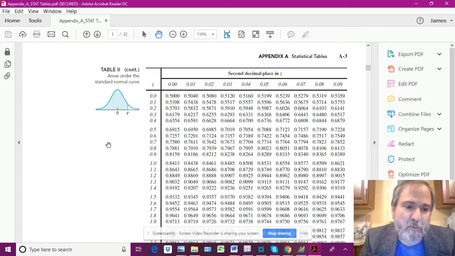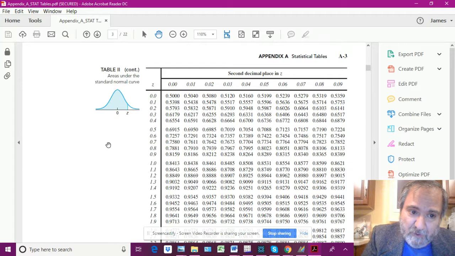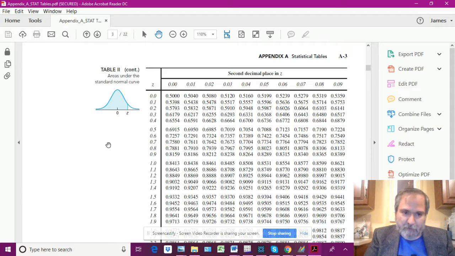What is the significance of -1 and +1? When z equals -1, that is one standard deviation below the mean. Likewise, +1 is one standard deviation above the mean. And you can do likewise for -2, +2, -3, +3. 2 standard deviations below, 2 standard deviations above, etc.